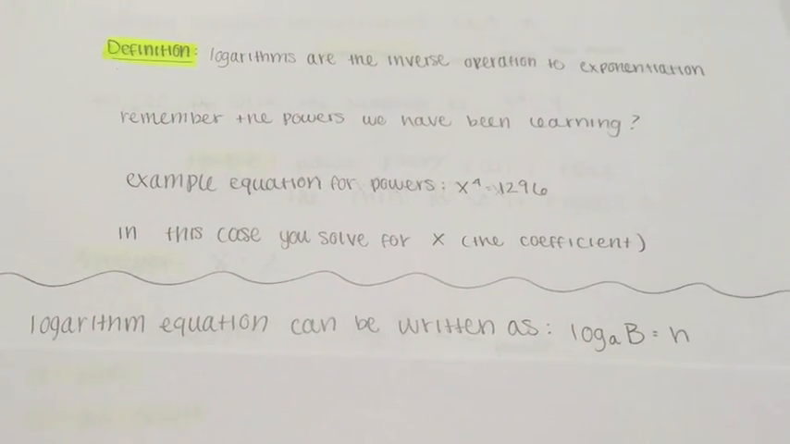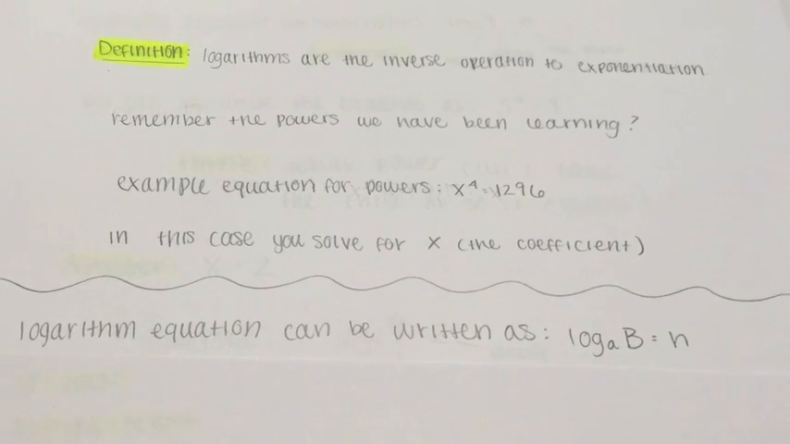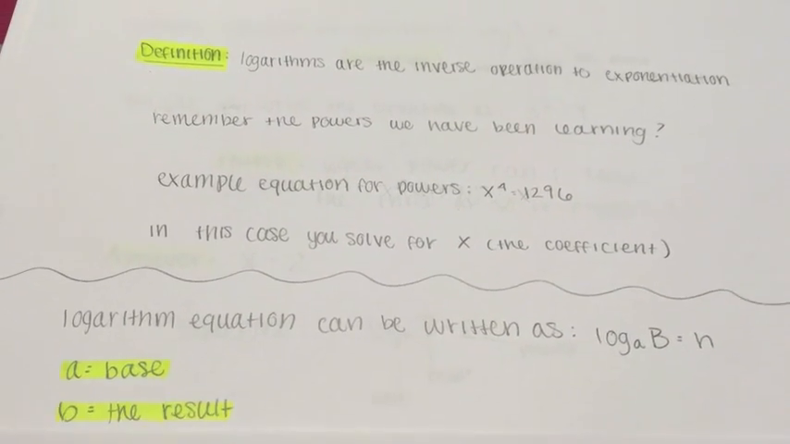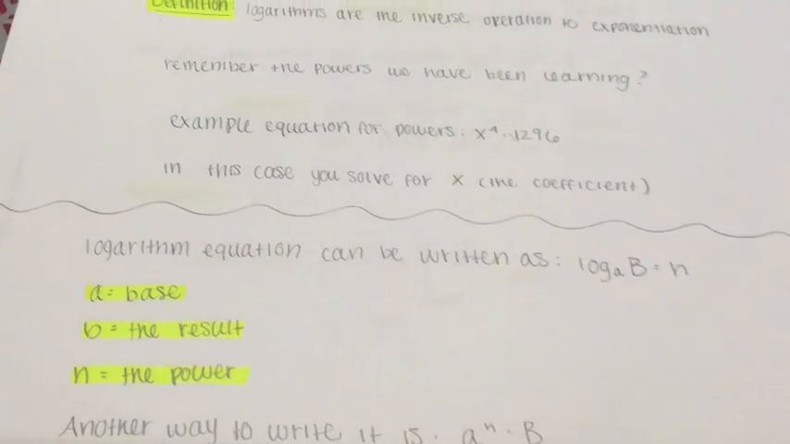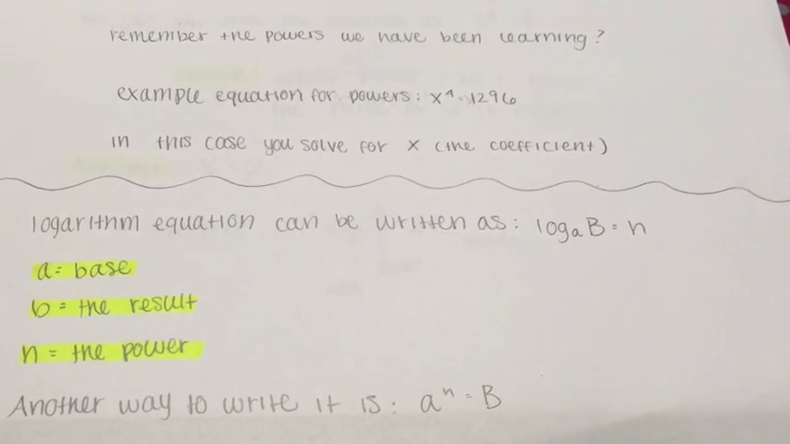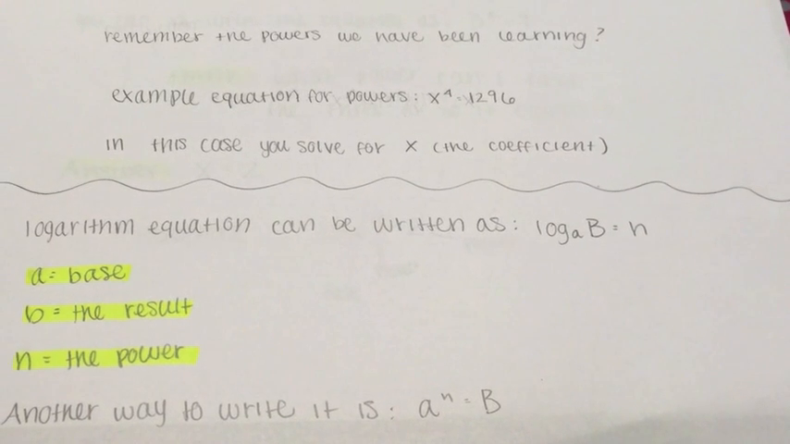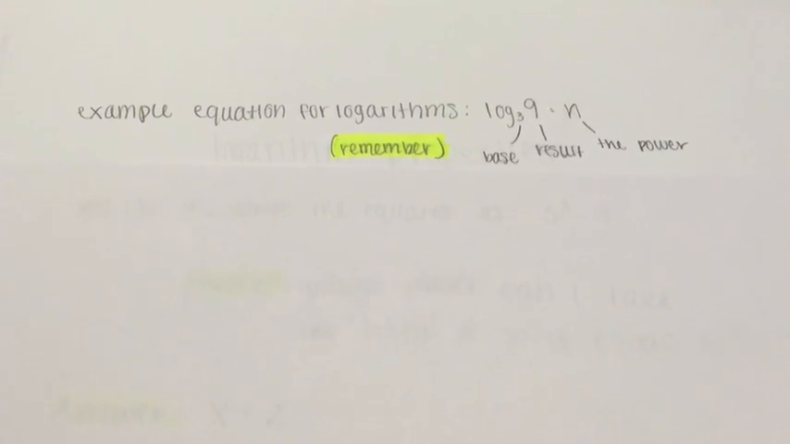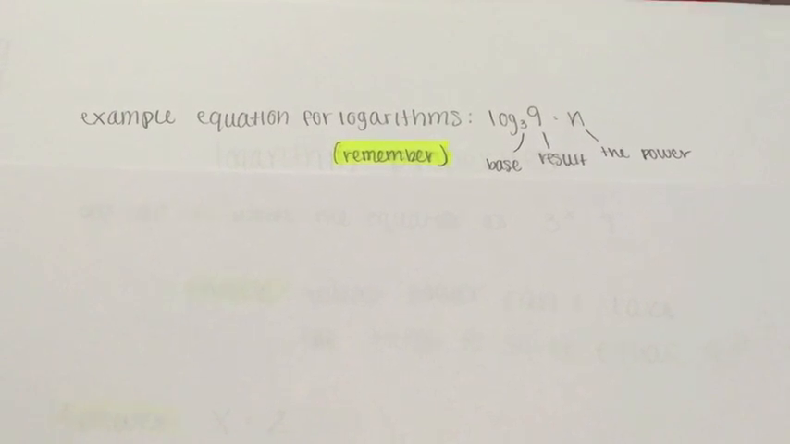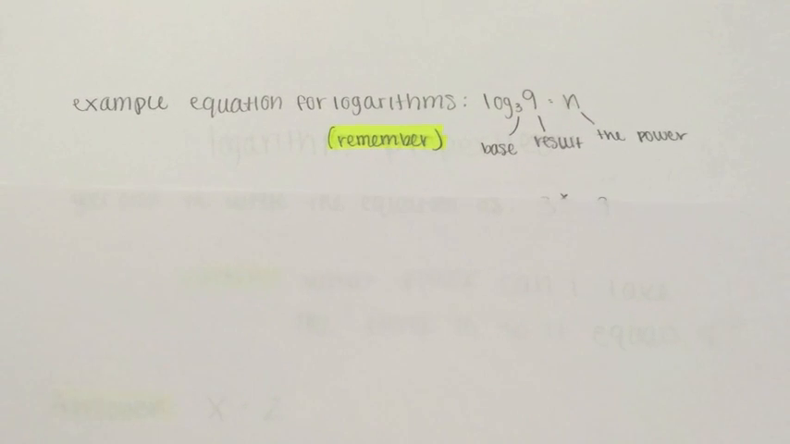The logarithm equation can be written as log base a of b equals n, where a is the base, b is the result, and n is the power. Another way to write it is a to the power of n equals b. An example equation for a logarithm is log base 3 of 9 equals n. Remember, 3 is the base, 9 is the result, and n is the power.